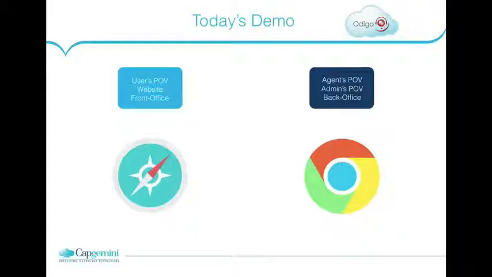From a user's or consumer's point of view, we will be using Safari as the company website. Let's say the front office journey is happening there in Safari, and then we will show you what the agent's point of view looks like, and what the administrator point of view looks like. That is, how the back office of Odigo Virtual Assistant and Live Chat looks on Google Chrome.